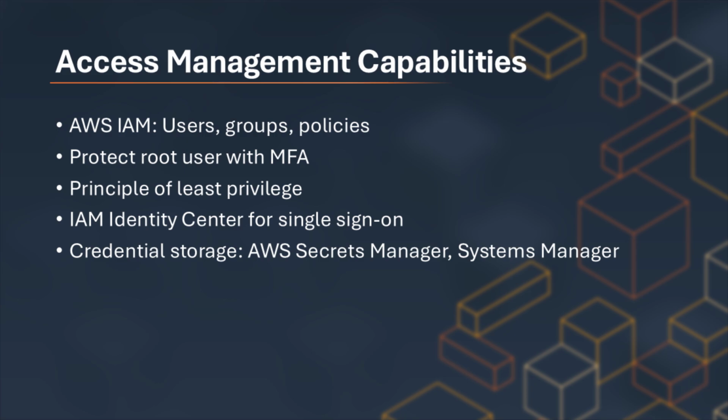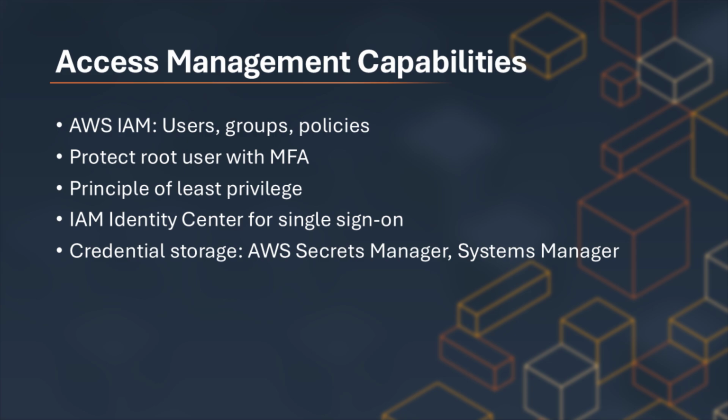You create users, groups, and policies to define permissions. For example, a marketing team group might have read-only S3 access, while developers get EC2 control. The principle of least privilege ensures minimal access. Don't give a user admin rights for a single task. Protecting the root user is critical.